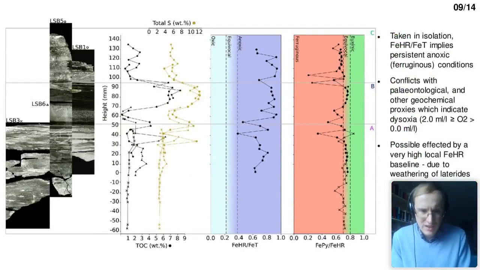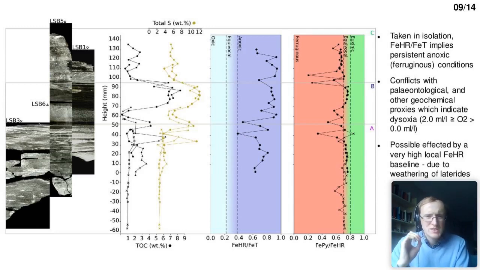Okay, now this is interesting. I also looked at the reduced iron proxy. Now, this is a very good redox proxy, but it's often misapplied. Taken in isolation here, it implies that conditions were persistently anoxic ferruginous. That is, conditions were persistently anoxic to the point where highly reactive iron was becoming persistently enriched. Now, that doesn't fit with the bioturbation data.